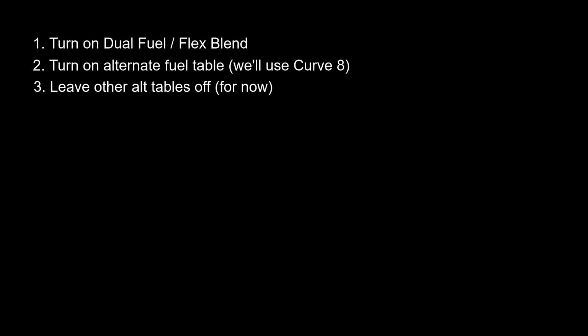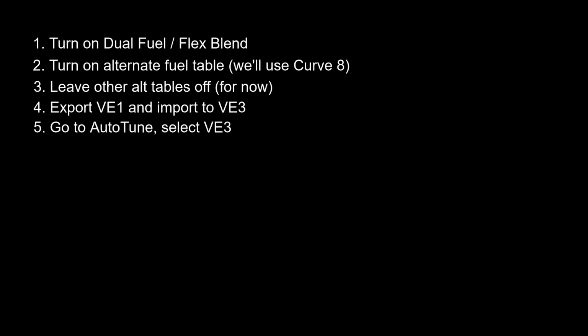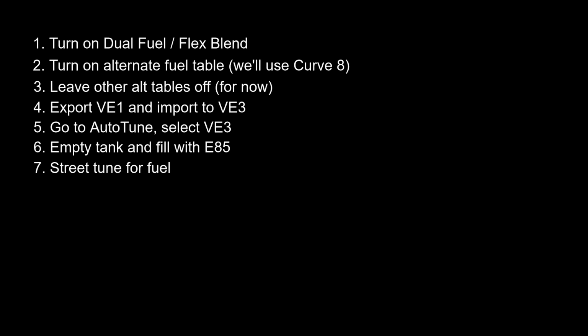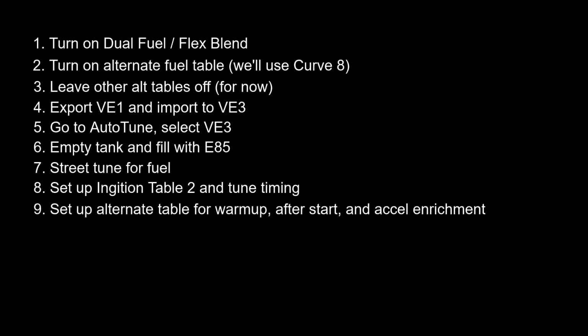Turn on dual fuel flex blend. Turn on alt fuel tables, and we'll use curve 8. Leave other alt tables off for now. Export VE1 and import it into VE3. Go to Auto Tune, select VE3. Empty the tank and fill with E85 as high as you can get. And then we're going to street tune. Set up ignition table 2 and tune timing now. Set up the alternate tables for warm-up, after start, accel enrichment as needed.